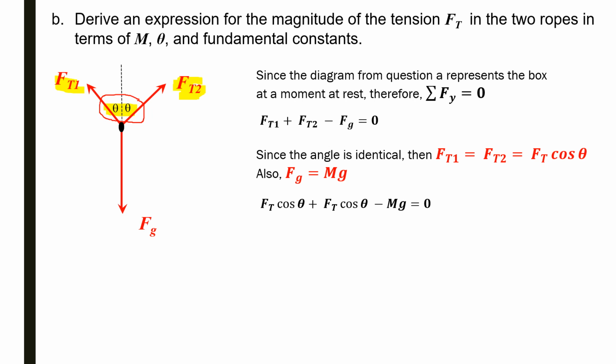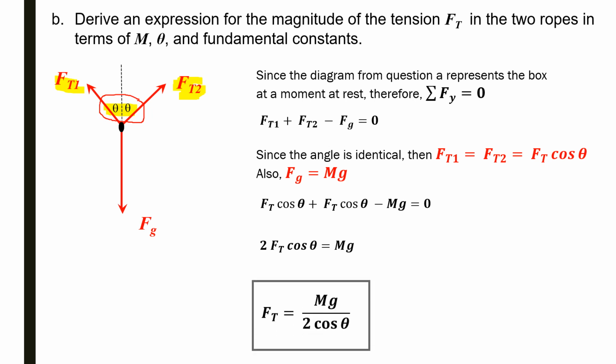This is like terms, Ft cosine theta. It's like having your x. So now we can just simplify it to Ft cosine theta and move our negative mg to the other side of the equation from negative to positive. And then so on and so forth. Let us divide both sides by cosine theta. So therefore, this is your final answer.